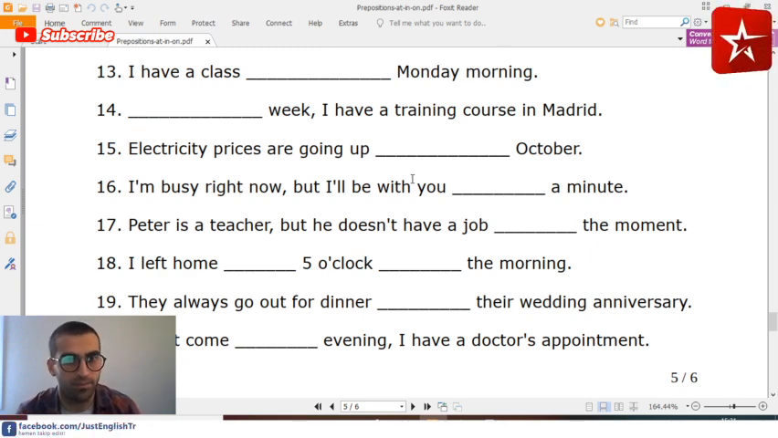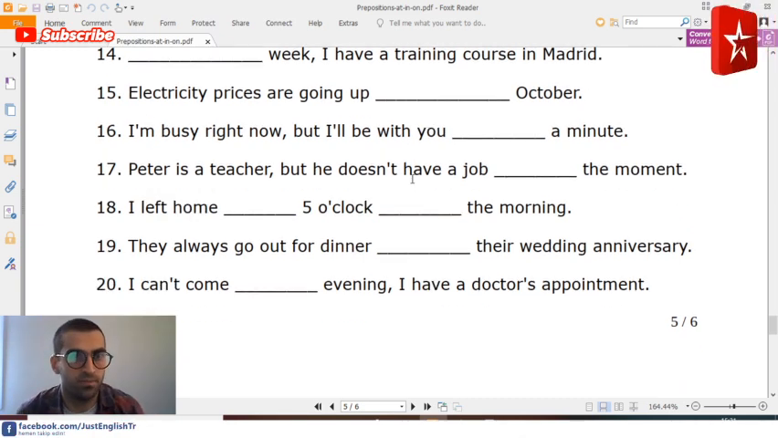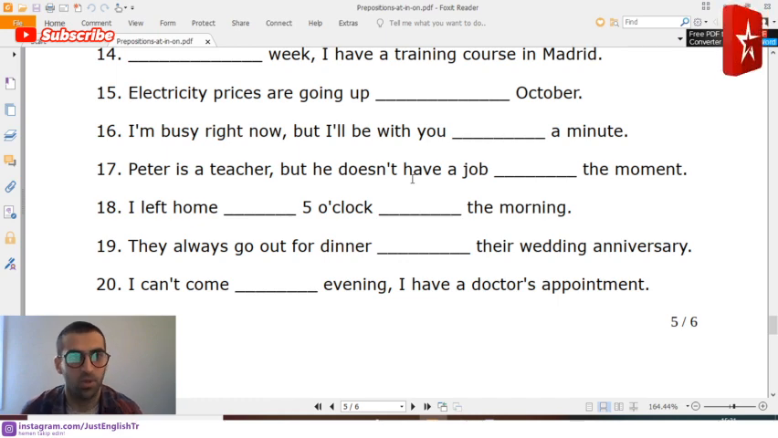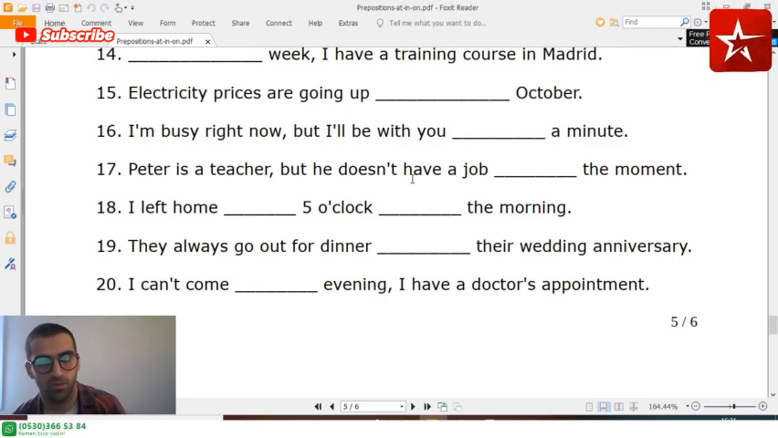Number 17. Peter is a teacher. Peter bir öğretmendir, but he doesn't have a job. Blah blah blah the moment. Yani bu kolay bir sorulardan, yani cümlelerden biri oldu. Ne yazabiliriz? Hangi preposition kullanabiliriz? Peter is a teacher but he doesn't have a job. Blah blah blah the moment.